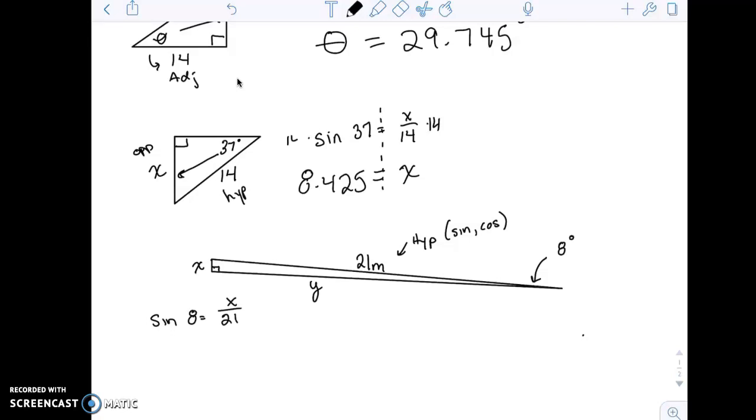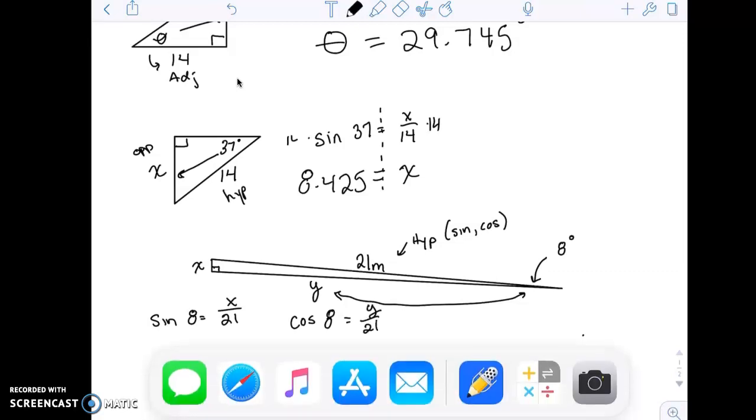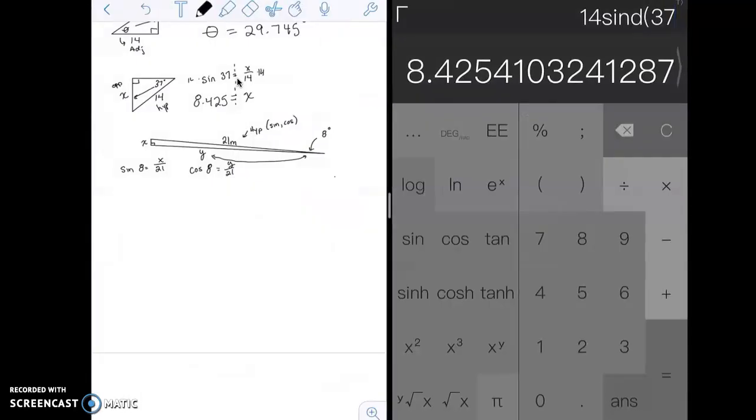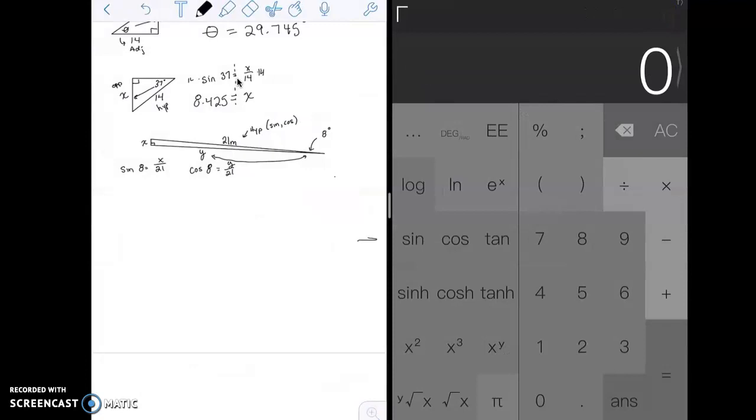And then we're going to solve that one. But before we solve that, let's go ahead and set up for y. What's the relationship between y and the angle? It's not opposite, and it's not the hypotenuse, so it has to be correct. It's adjacent. So since it's adjacent, cosine of 8 degrees is going to be y over 21. Now we're going to grab our calculator, maybe. Here we go. And clear everything out. Make sure we're in the regular numbers, which we are.